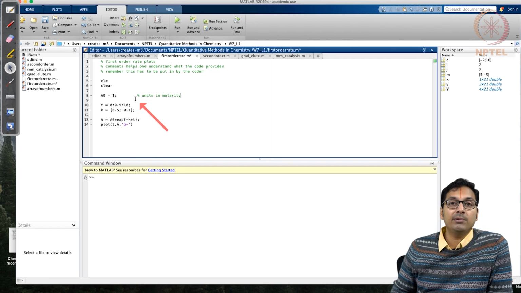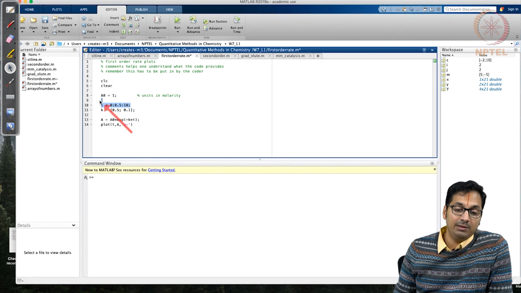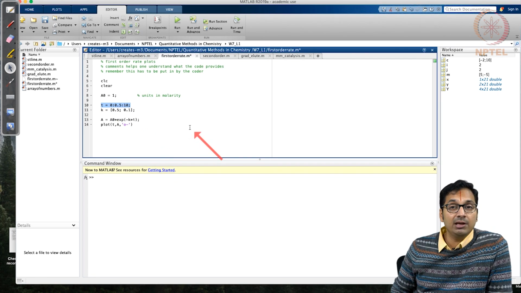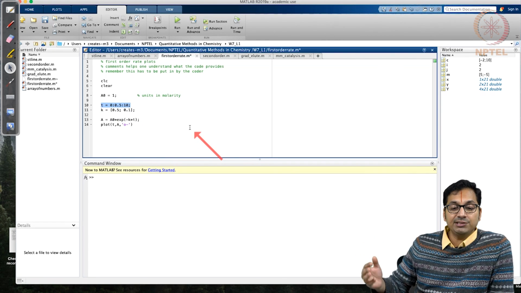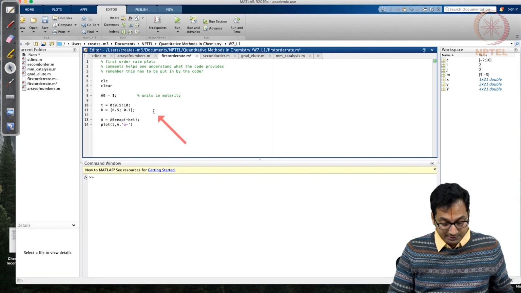And if you might remember, for the first order reaction, A at any time t is given by A naught, where A naught is the initial concentration, times e power minus kt, where k is the reaction rate constant and t is a time variable. So, similar to the x variable, which is the independent variable, here time is the independent variable. That is what ends up changing, and you can actually simulate the curve for different rate constants.